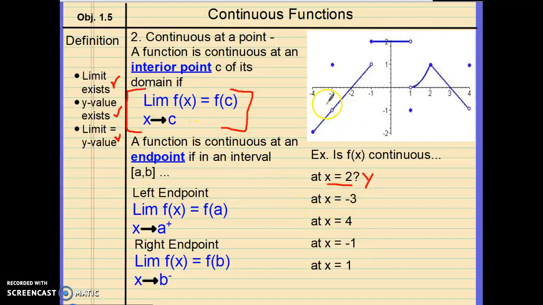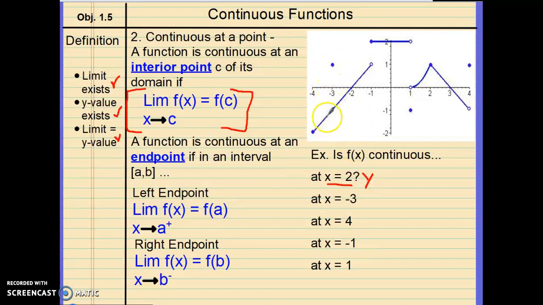How about negative 3? Well, at negative 3, let's ask ourselves the same three questions. Does the limit exist? Well, the limit does exist. The limit's negative 1. But does the y value exist? Well, it does. The y value is at 1.